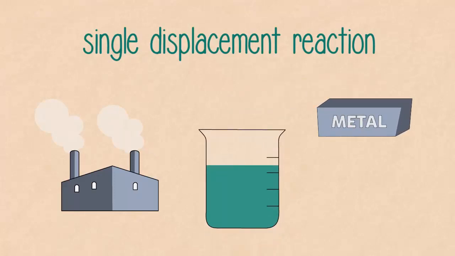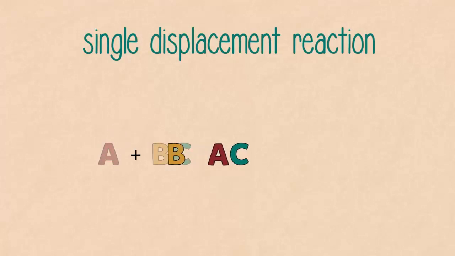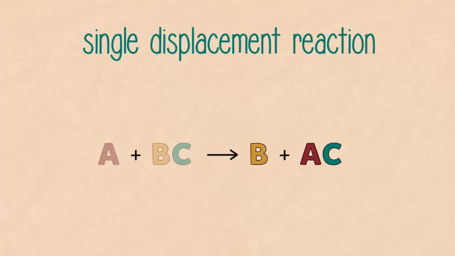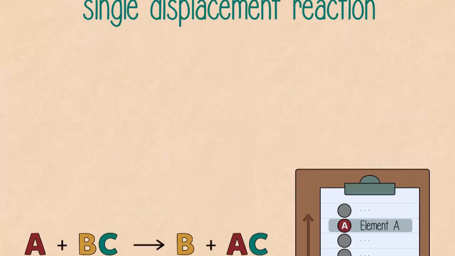their compounds. A single displacement reaction is a reaction whereby one element displaces another within a compound. The key idea here is that a certain element can only displace another in a compound if it is more reactive. Here is an example.